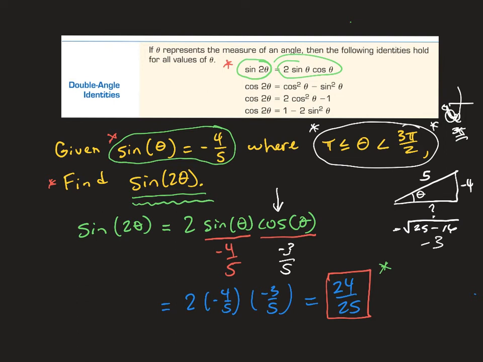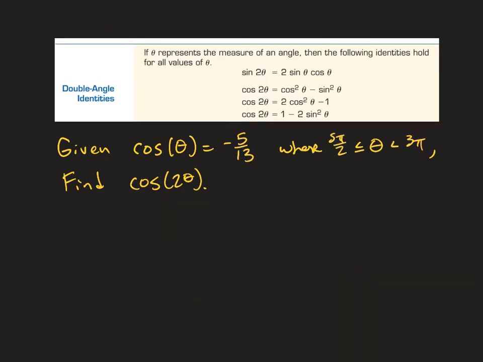Okay, that was a tough one because we had to pay attention to this third quadrant and we had to find the extra cosine value. Let me show you another example. In this problem, we're given the cosine of theta equals negative 5 over 13. And the quadrant that we're associated with is 5 pi over 2 to 3 pi. So you have to actually visualize this thing.